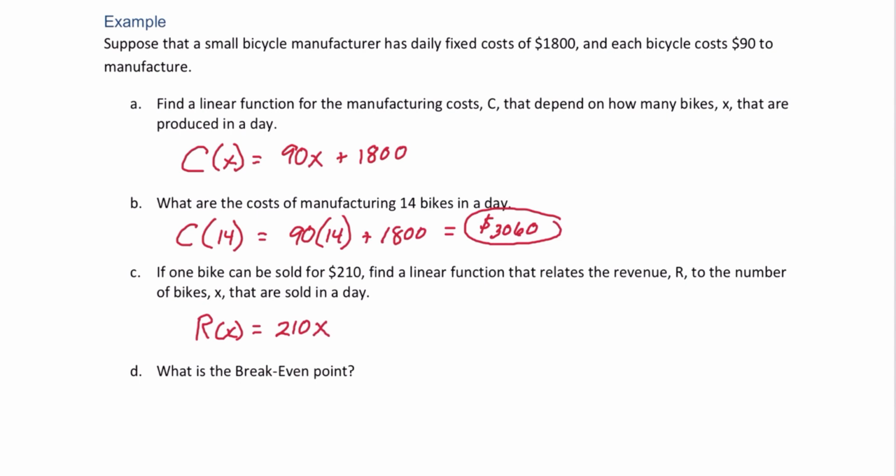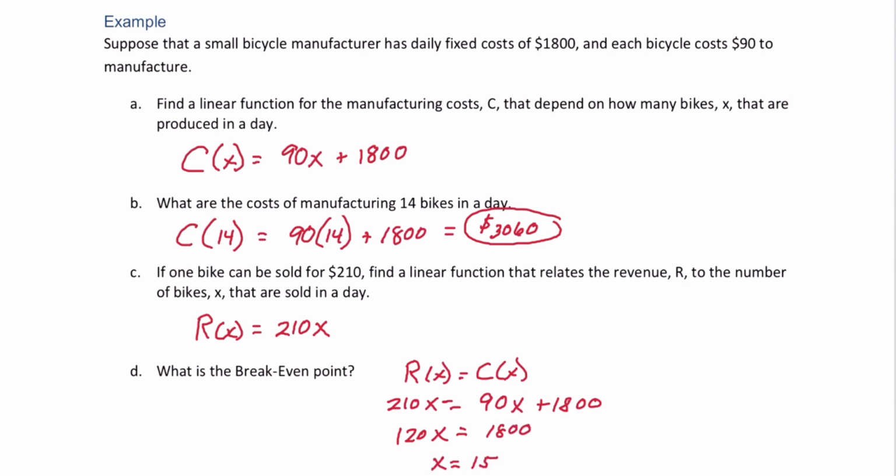The break-even point is when revenue and costs are the same. So we have 210x. We want that to be equal to the cost function, 90x plus 1,800. Subtract 90x on both sides. We get 120x equals 1,800. Divide by 120 and we get x equals 15.